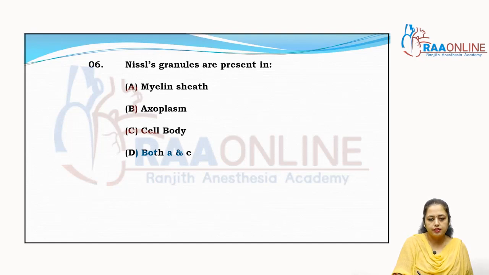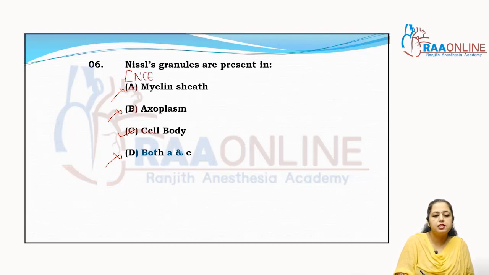Now come to the next, that is Nissl's granules are present in. These Nissl's granules are present in the cyton, right? They are present in the cyton, and we can say a little bit in the dendrite, but they are absent in the axon. So myelin sheath, no. Axoplasm, no. Cell body, yes. Both A and C, wrong, right?